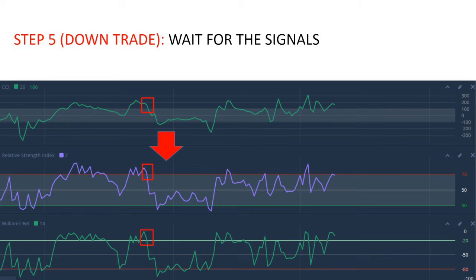And here's the situation for a down trade, and it's very likely that you'll see a signal on all 3 of the oscillators. As you can see, the CCI is crossing our plus 100, so from the overbought zone, coming back to the normal area. RSI is showing us the same signal. It's leaving the overbought area to the downside, to our normal area. And Williams percentage R is showing us the same scenario. It's returning from the overbought area back inside the regular normal area.